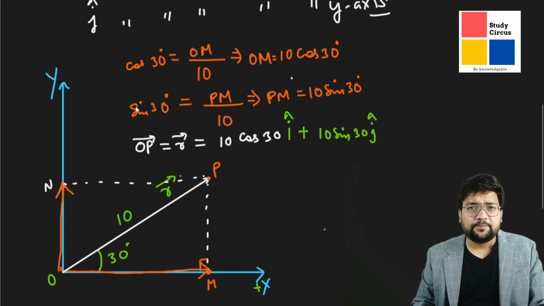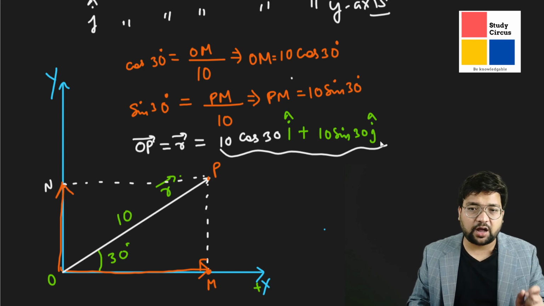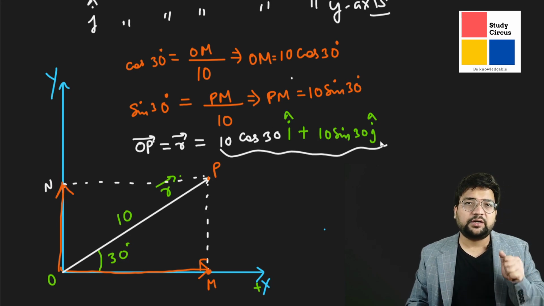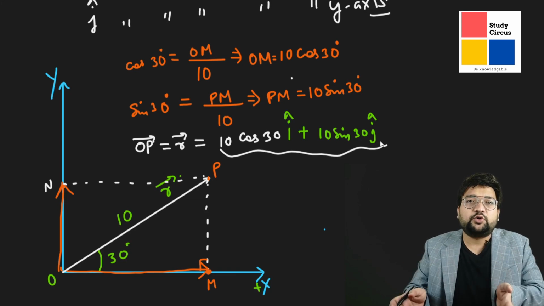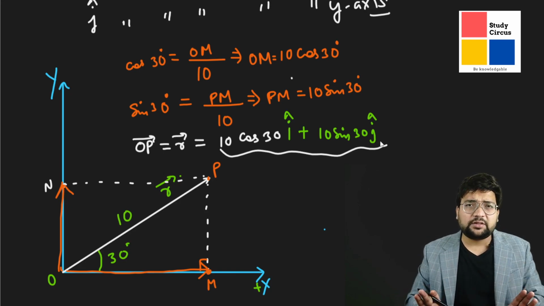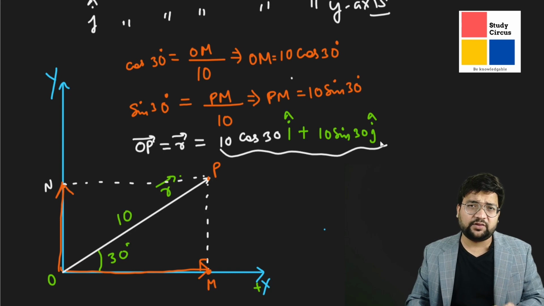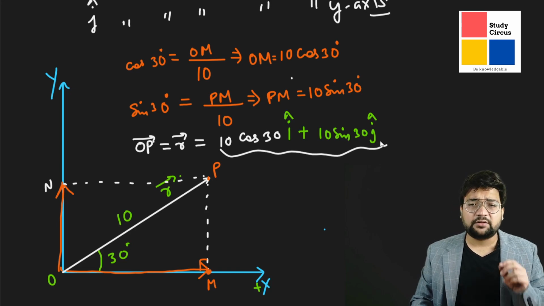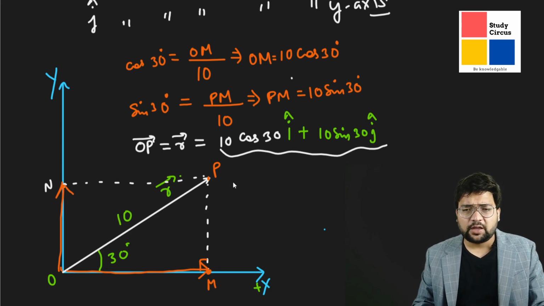We have totally broken it down. These are the two constituents of the vector R. We have simply written vector R, or the vector OP, in the form of its constituents. This helps us in adding, subtracting, and dealing with the vectors, and makes it easy. So you can write the values also. 10 cos 30 is root 3 by 2, so 5 root 3 i cap, plus 10 sin 30 will be 5, so 5 j cap.